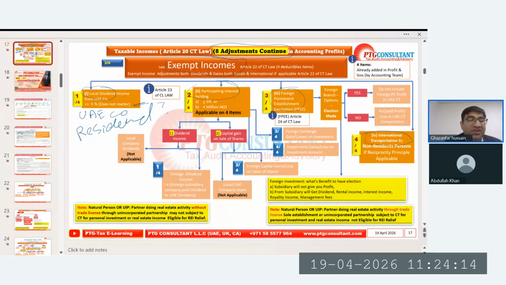In the case of the non-resident. In the case of the non-resident condition, that will come under participating interest, that is the PI. So here we are considering the UAE resident, if it falls under that. If it is a non-resident, then we come to the PI condition. If we come to the PI condition, then we have to see the other applicable conditions.